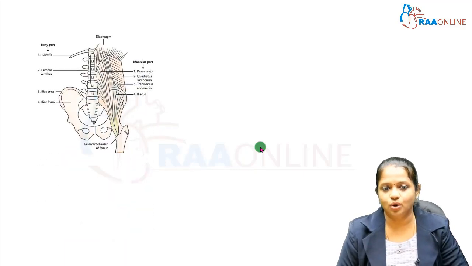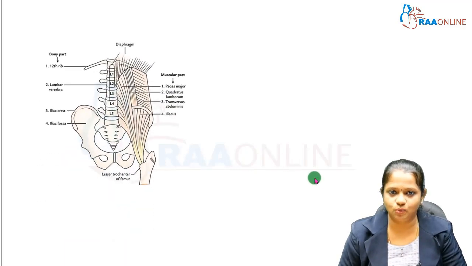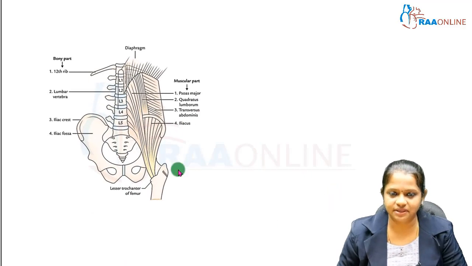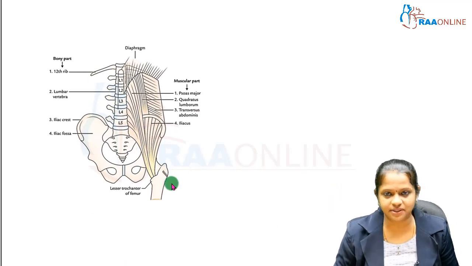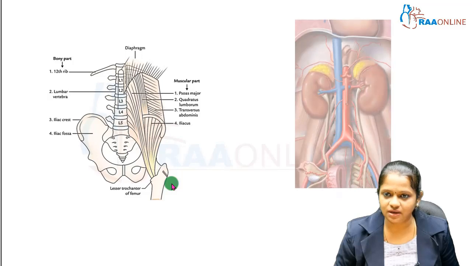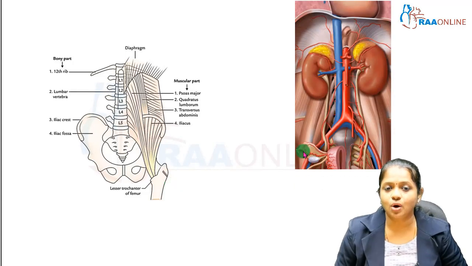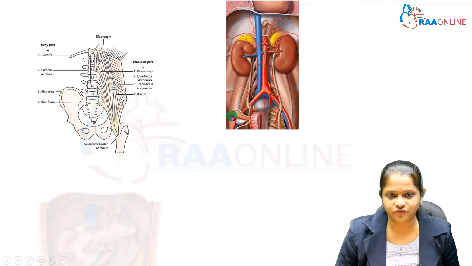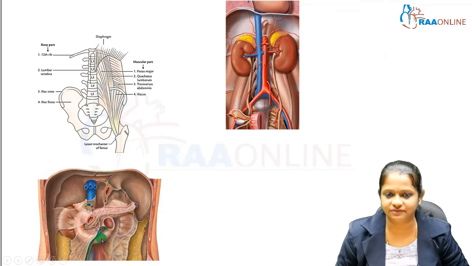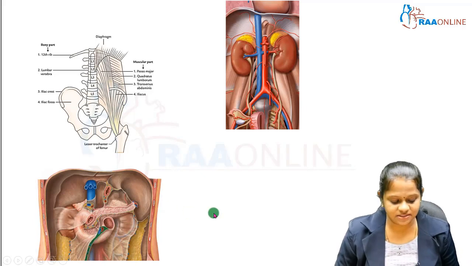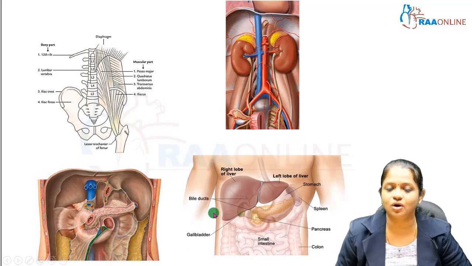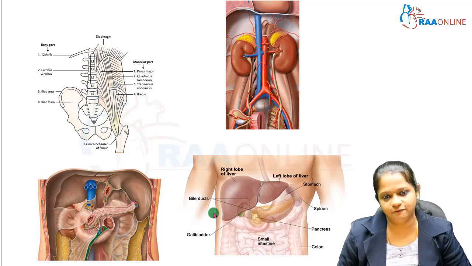with the organs. Over the posterior abdominal wall, this is the posterior abdominal wall. Over the posterior abdominal wall, the retroperitoneal organs are placed. Over that, a layer of peritoneum is covering. And over that, we see the organs with the peritoneal folds.